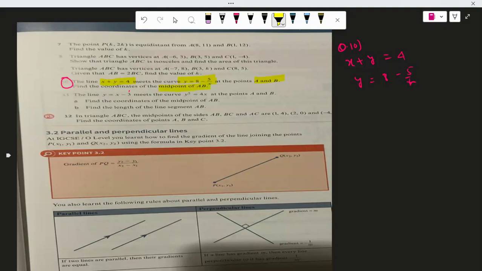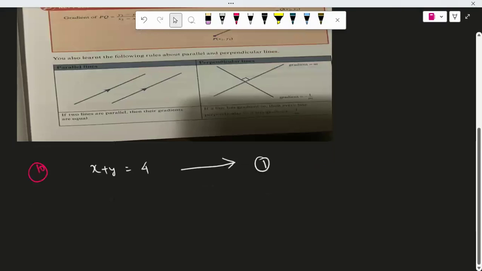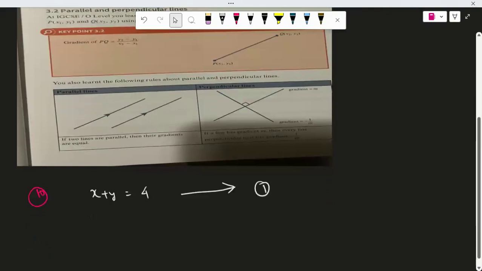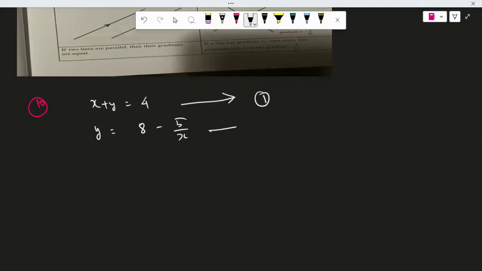This is the question. So we have been given the equation of a line and a curve. The equation of the line is x plus y equals 4 and the equation of the curve is y equals 8 minus 5 over x. Okay, so now we will solve these two equations to find the point of intersection.